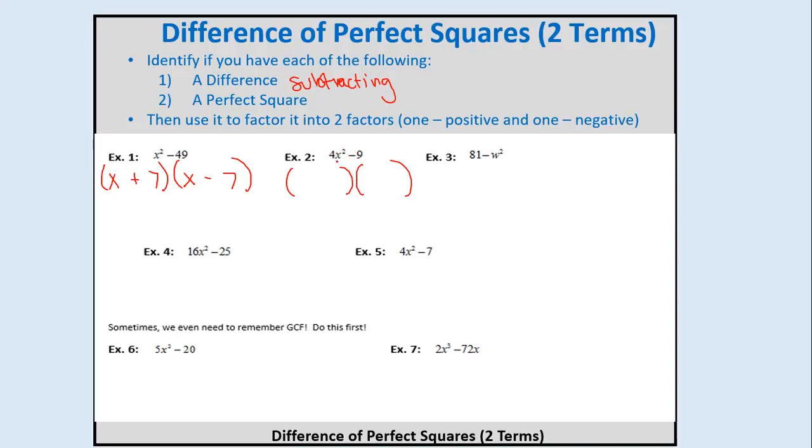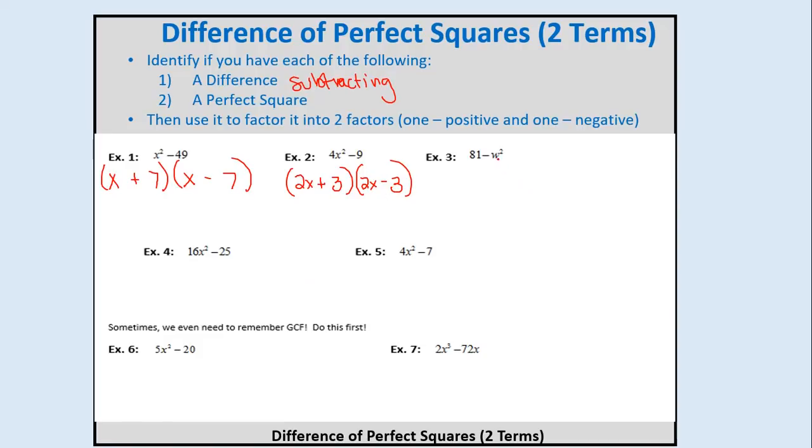So I need to ask myself, what two things make 4x squared? Well, a 4 and a 1, but a 2 and a 2, right? Because we're going to use the perfect squares idea. They need to match perfectly, except one's going to have a plus in the middle, one's going to have a minus. So I got 2x and 2x, and then 3 and 3 for that 9.